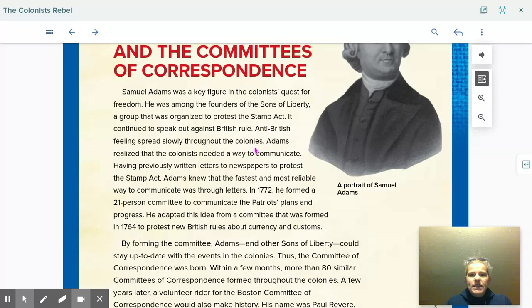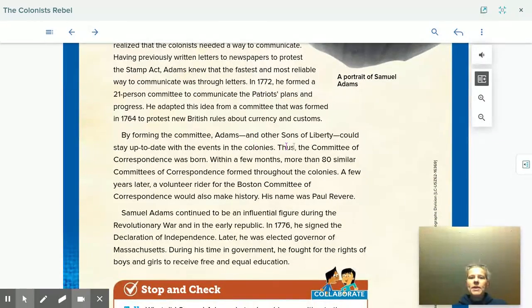Anti-British feeling spread slowly throughout the colonies. Adams realized that the colonists needed a way to communicate. Having previously written letters to newspapers to protest the Stamp Act, Adams knew that the fastest and most reliable way to communicate was through letters. In 1772, he formed a 21-person committee to communicate the Patriots' plans and progress. He adapted this idea from a committee that was formed in 1764 to protest new British rules about currency and customs. By forming the committee, Adams and other Sons of Liberty could stay up to date with the events in the colonies. Thus, the Committee of Correspondence was born.